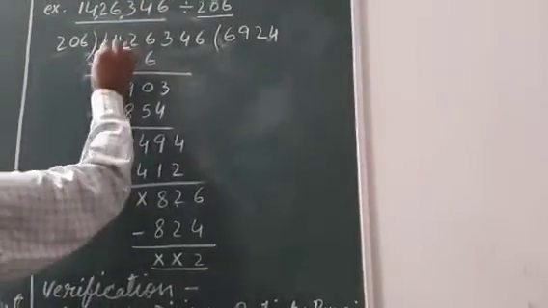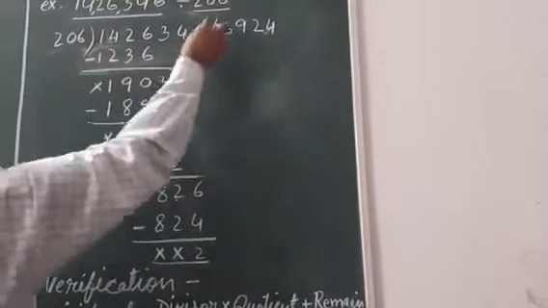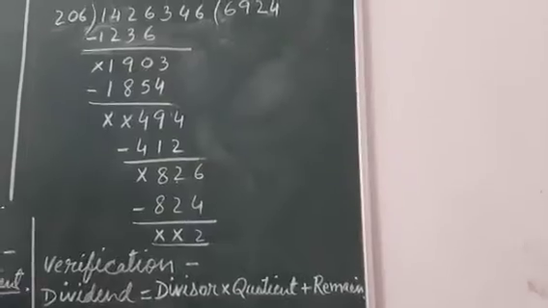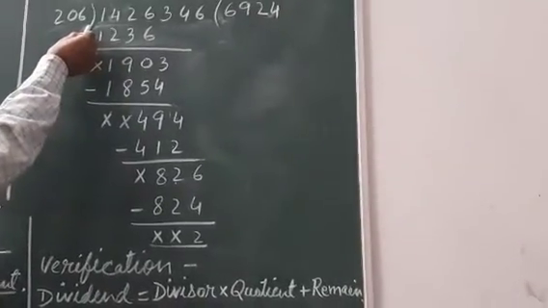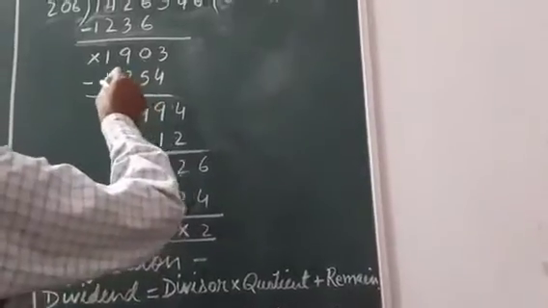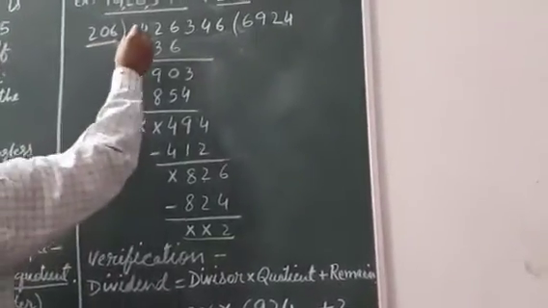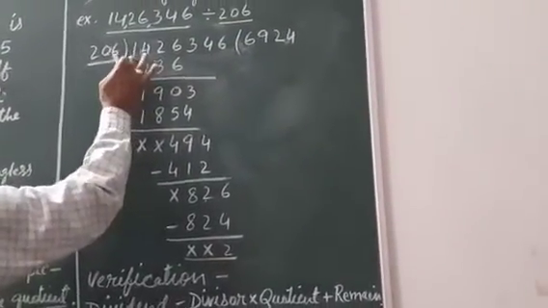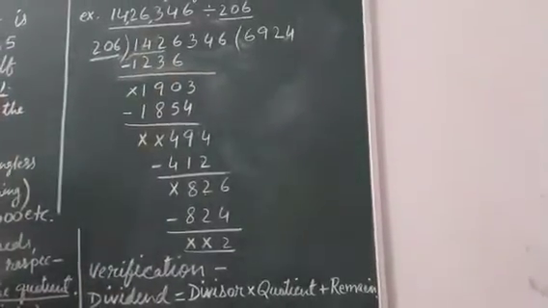This number I have written here. On either side I have drawn a curved line. On the left-hand side, just beside this curved line, I have written the divisor 206. Now, since the divisor is a 3-digit number, from the dividend, from left to right, we will take the first 3 digits. It is 142.